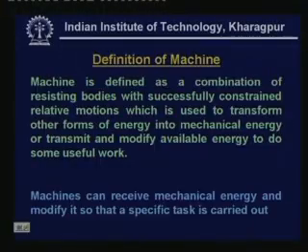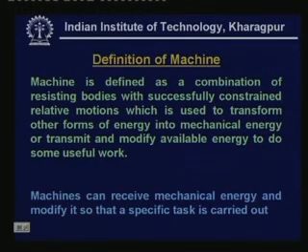So what do we understand by machine design? Just to know about machine design, one has to know what a machine is. First of all, one has to know what a machine is. Let us look at a definition of a machine as a whole.